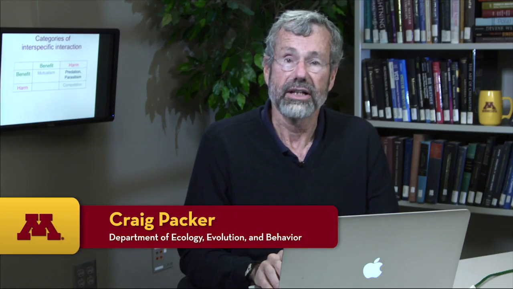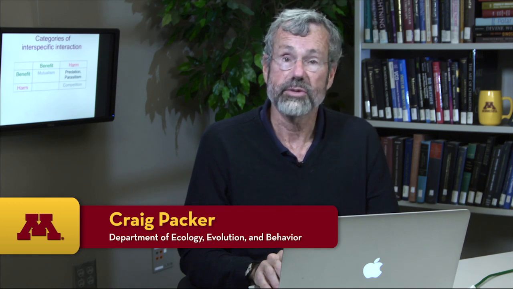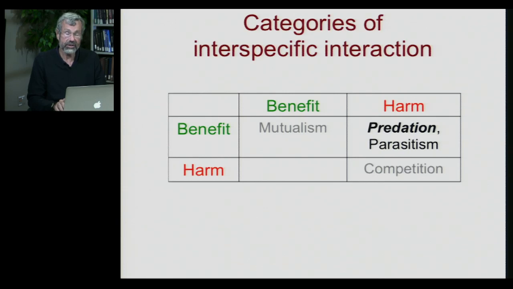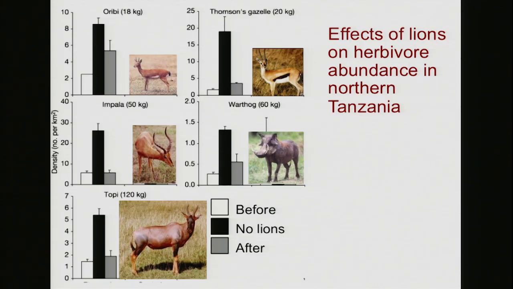Next, let's look at one-sided relationships where one species benefits at the expense of another. The first category we'll look at is predation, where the predators benefit by harming the prey. Let's look at the ecological impacts of predation first.